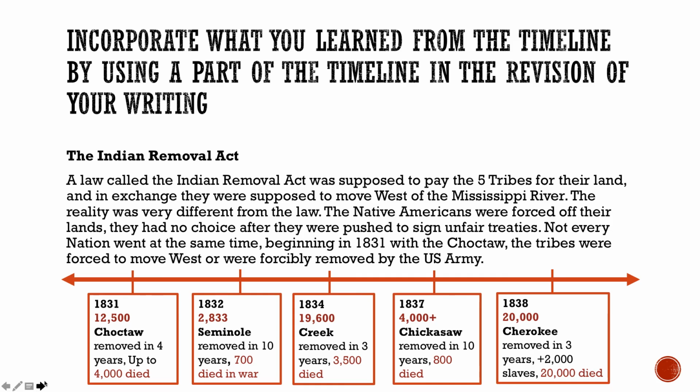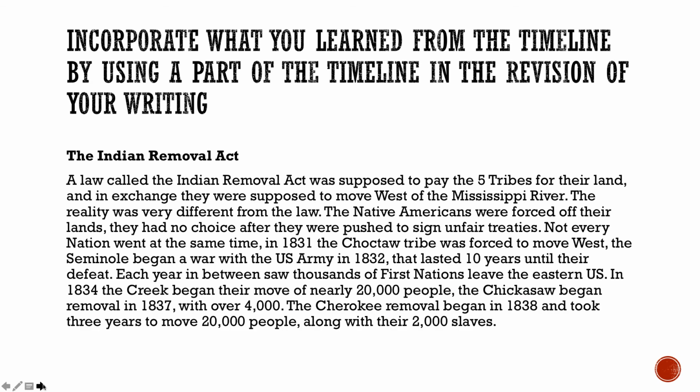Now, the other thing that you can do is to use that information and make some revisions in your writing. So here I changed the text a little bit. Everything's the same until we get to this point where I'm talking about removal after the unfair treaties. So I say here, not every nation went at the same time. In 1831, the Choctaw tribe was forced to move west. The Seminole began a war with the U.S. Army in 1832 that lasted for 10 years until their defeat.